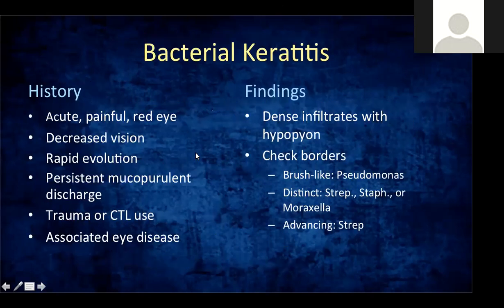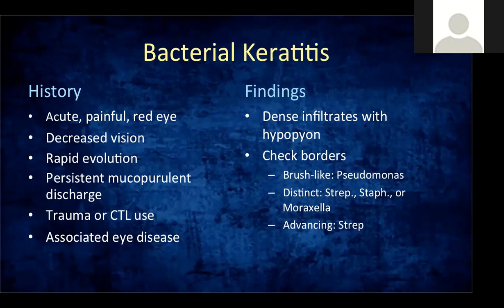Let's go to your bacterial keratitis. The history is typically acute. It's very painful. It's a red eye. Patients will complain of decreased vision. Progression can happen quite rapidly. You have the characteristic mucopurulent discharge. Always ask for a history of trauma or contact lens use, or maybe even another underlying eye disease. Pwede kasing secondary na lang yung bacterial keratitis.